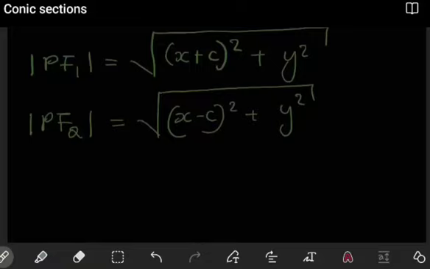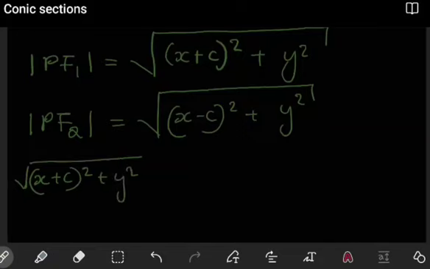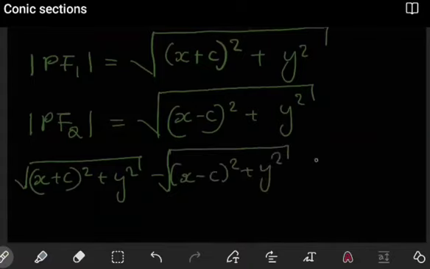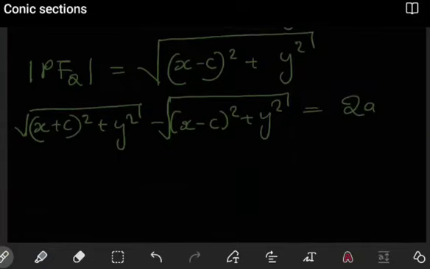So when we substitute into our formula, the difference between these two has to be equal to a constant. So what will be that difference? The difference will be root x plus c squared plus y squared, then minus root x minus c squared plus y squared. This has to be equal to a constant. Remember that constant, 2a. Move the second radical to the right hand side.